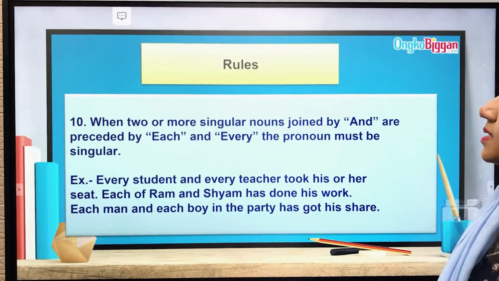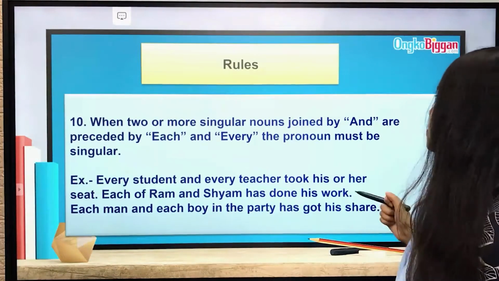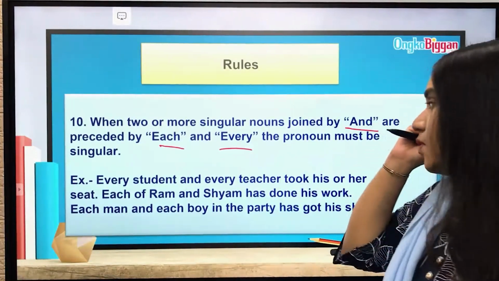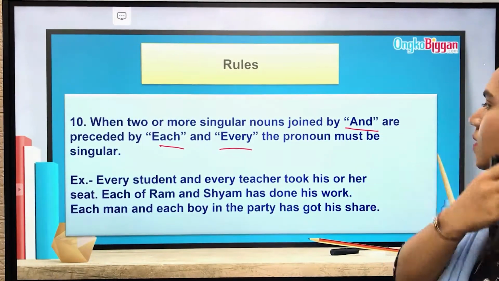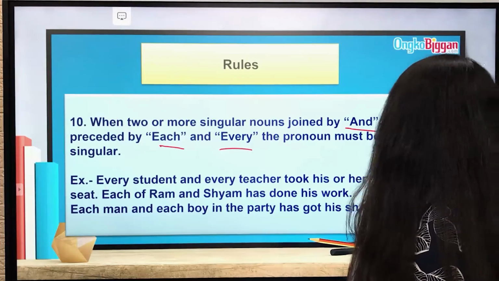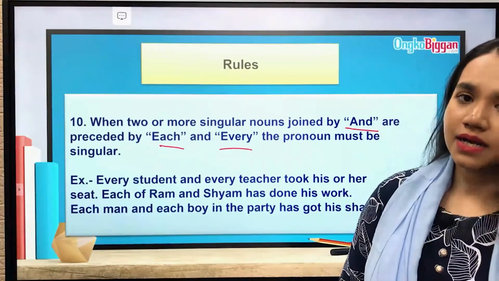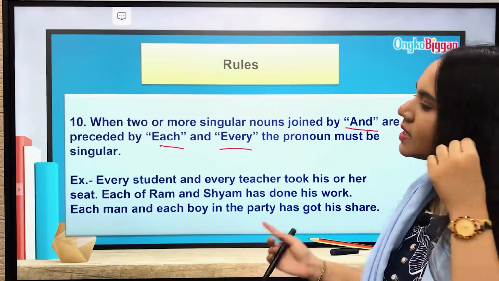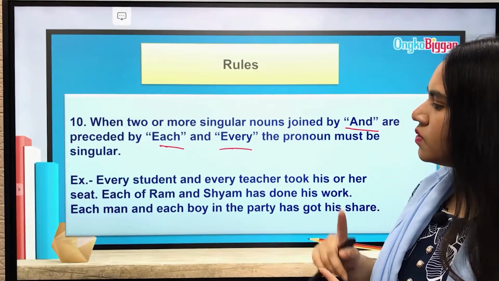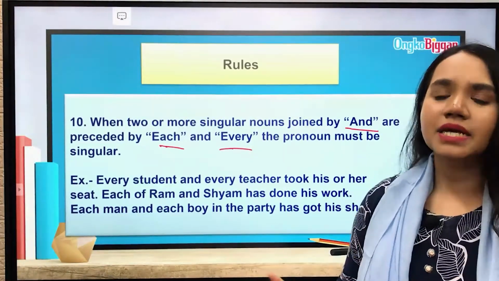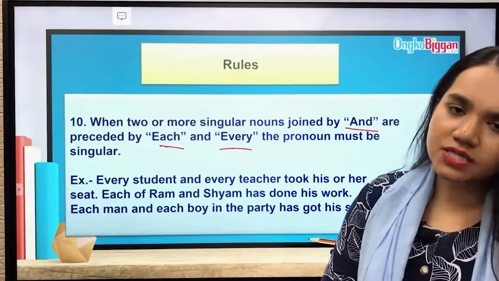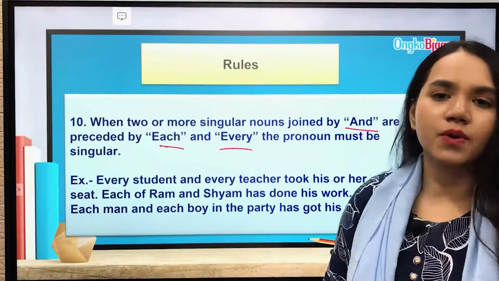Rule number 10 says that when there are two or more singular nouns joined by the word and they are preceded by each and every, then the pronoun must be singular. So now there is once again, just like number 9, in this case we see that the singular nouns are joined by and. But in rule number 10 there is something that is different, that we are using it right after the words each and every. So if you use each or if you use every, it immediately means that you are referring to individual people. So because of that, we will be using the singular pronoun only.